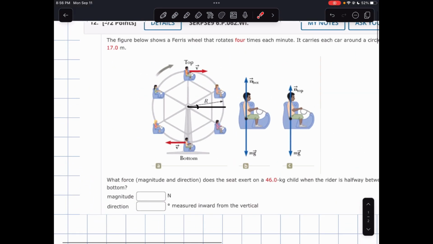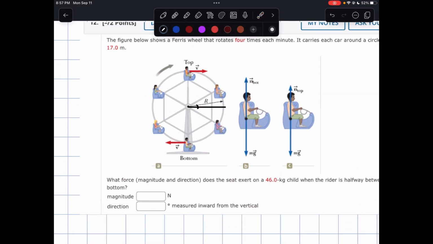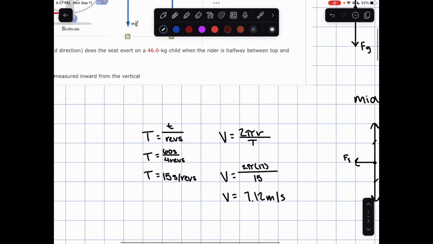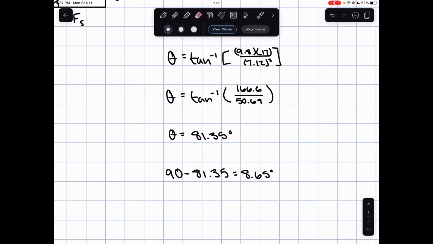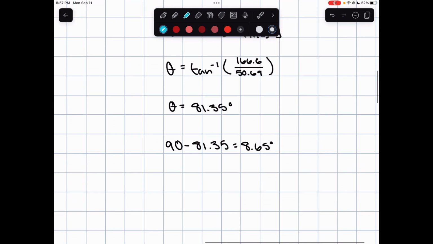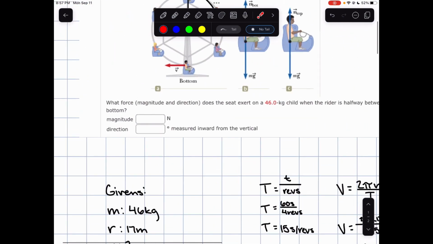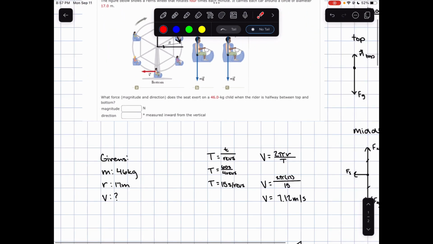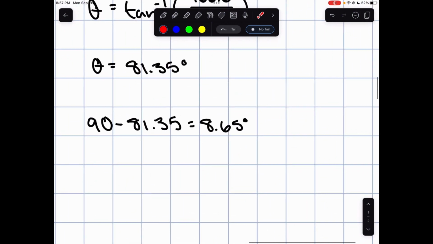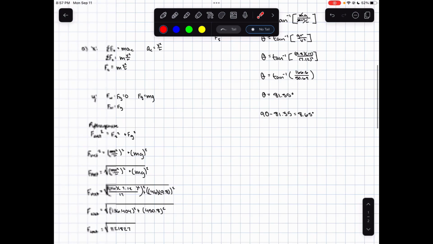But let's take a look up here. If you notice, it says measured inward from the vertical. So our vertical would be up here, and we're measuring inwards. So we're going to take 90 degrees and subtract this theta to get the true theta that the person's seat is at. So then once we go up here, we can see that this looks about right, where it's 8.65 degrees, and that's our answer.